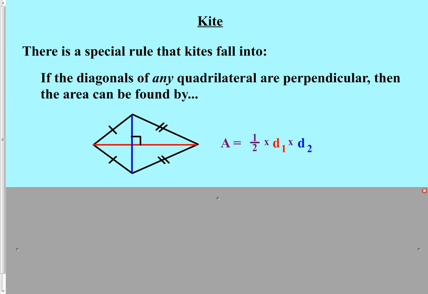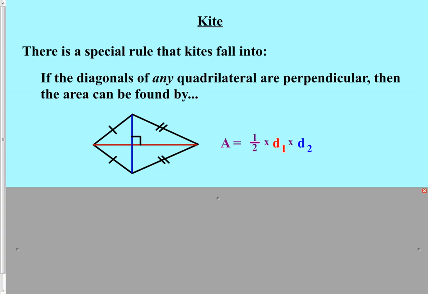And this formula is not just for a kite, as I said, it is a formula for any quadrilateral that has its diagonals perpendicular to each other. So this formula would apply not just for a kite, but also for a rhombus and also for a square.